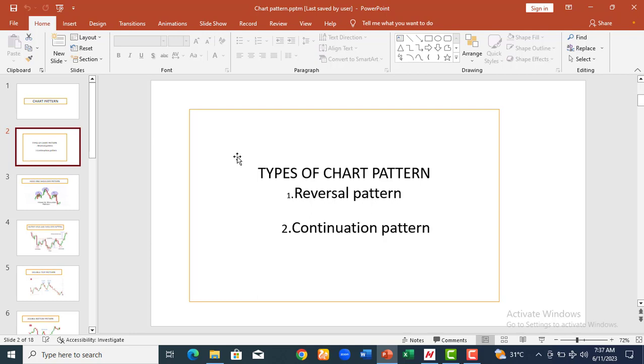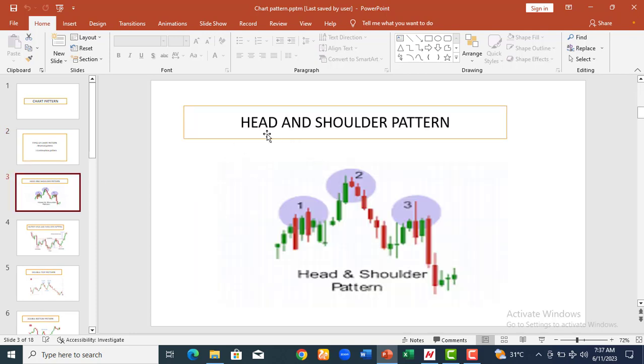There are many ways to know this, and number one, we start with the reversal patterns. Number one reversal pattern is the head and shoulder pattern. Your head, your shoulder, your shoulder. Just have a mental picture of a human: the head and the shoulders.